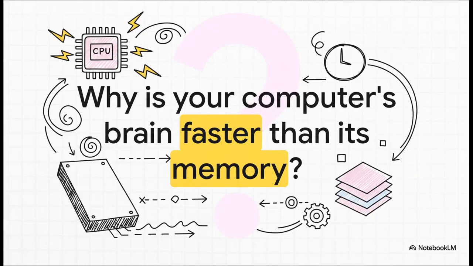So here's the central mystery we're diving into. Your computer's brain, the CPU, is just unimaginably fast. But the places it has to get its information from, your storage drives, are by comparison just painfully slow. This massive mismatch should, by all rights, bring your entire computer to a grinding halt. So, how does anything ever get done?